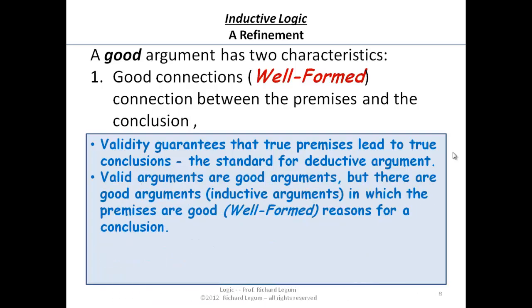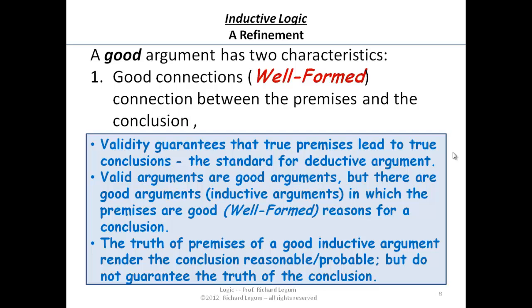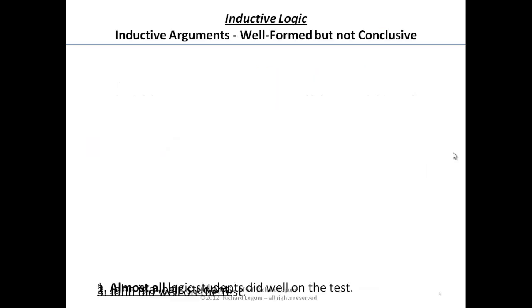And obviously valid arguments are good arguments, but there are good arguments, namely inductive arguments, in which the premises are good, well-formed reasons for the conclusion, but nonetheless the truth of the premises of a good inductive argument renders the conclusion reasonable or probable, but doesn't guarantee the truth of that conclusion.